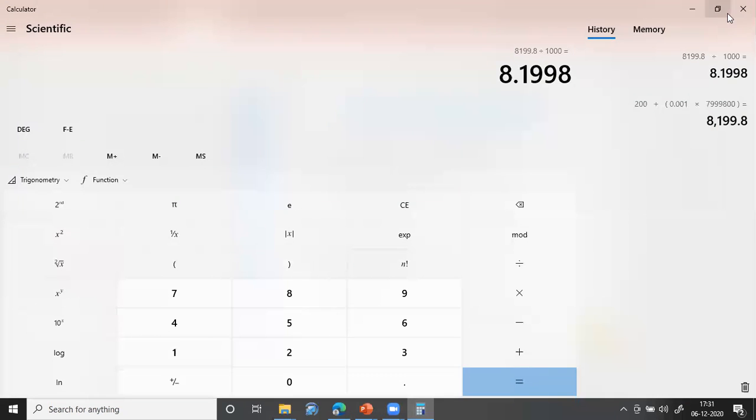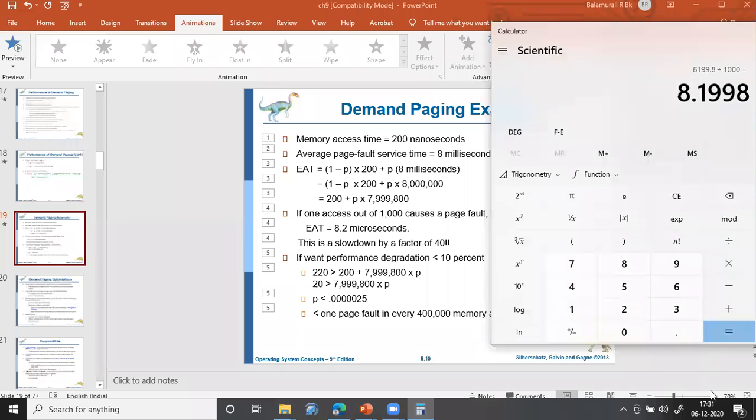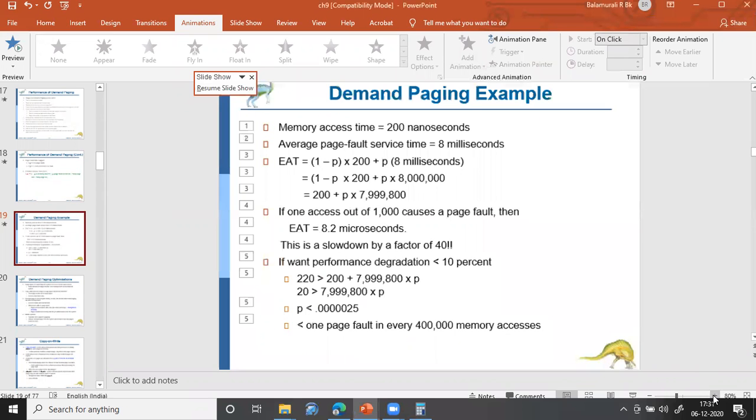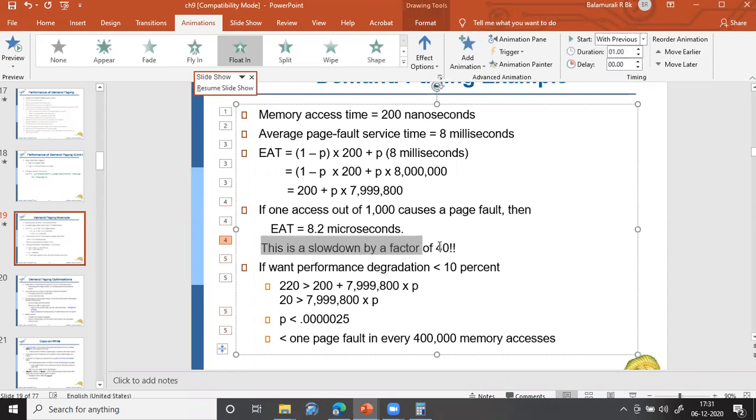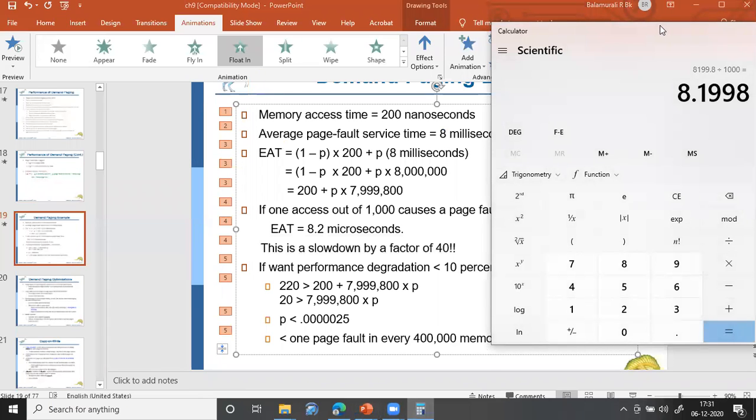But is this 8.2 microsecond a good performance? If you see, no, it's not a good performance. Here, there is a slowdown by a factor of 40. What does that mean? It means that even if there is one page fault out of 1000 memory accesses, it is not a great performance. It is in fact a very poor performance because there is a slowdown by 40. How do we say there is a slowdown by 40?